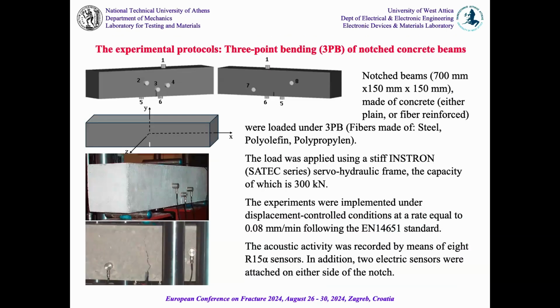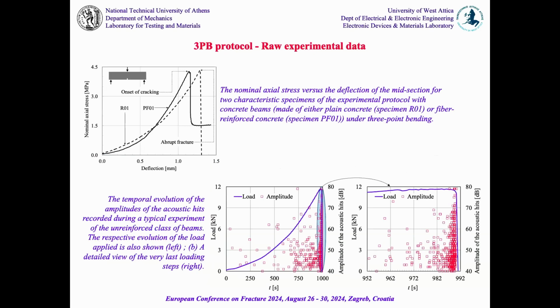We'll discuss data, preliminary data, from 3 protocols. The first one is 3-point bending of concrete specimens. Either the concrete is plain or reinforced with fibers, short fibers, made of polypropylene or polyolefin or steel. You can see here the mechanical response of the protocol.